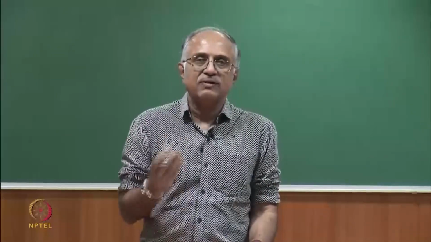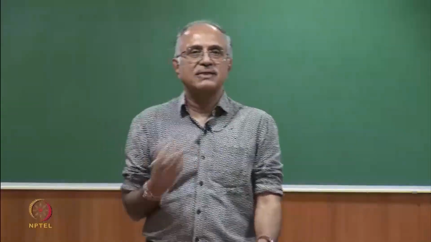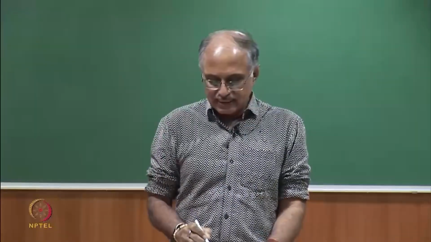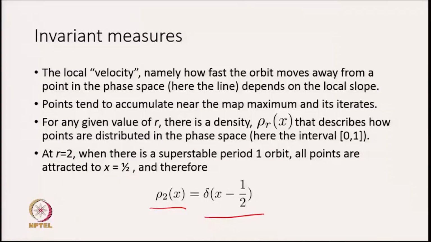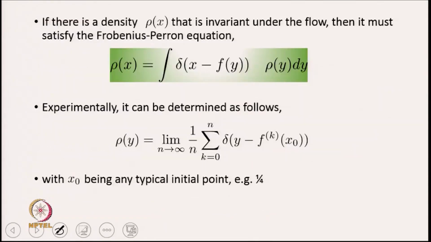Therefore, the density of points is actually just a delta function, and this density of points is just delta of x minus half. I put the subscript 2 to indicate the value of r over here. So, rho 2 of x is just a delta function of x minus a half. At different values of r, this density keeps changing.